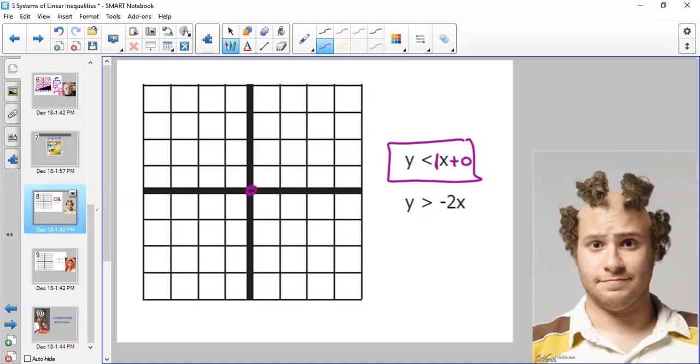So I'm going to start my graph at 0. I'm going to go up 1, right 1, up 1, right 1, or down and left. It is less than, not equal to. So what that means is that it is a dotted line. And since it's less than, you think shade below that line.